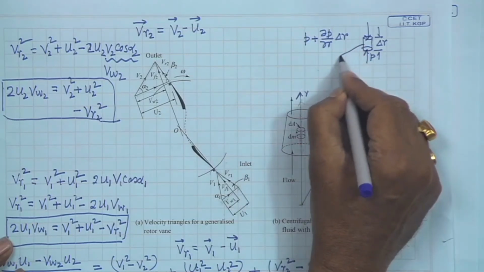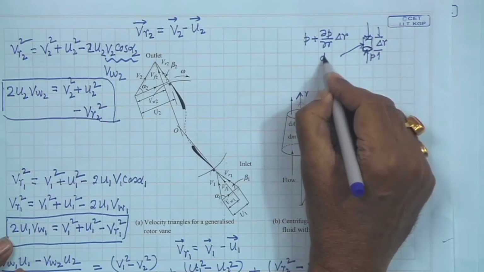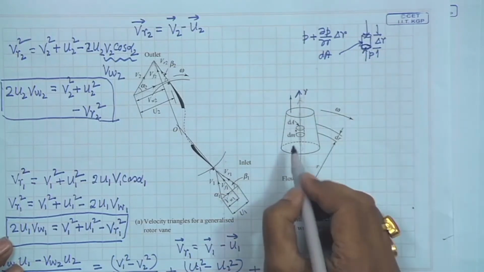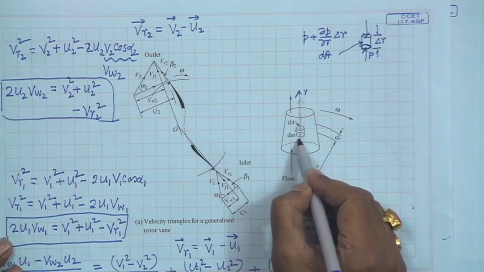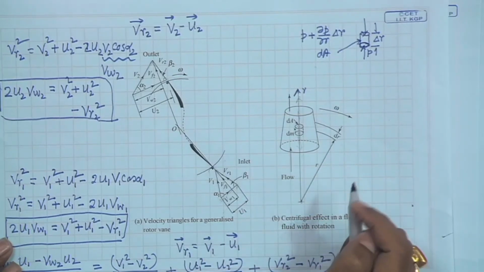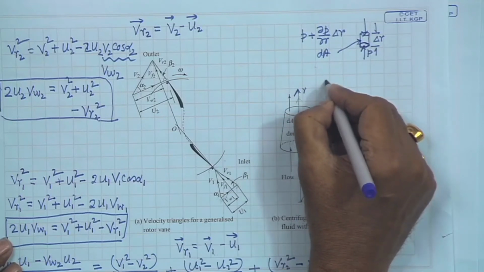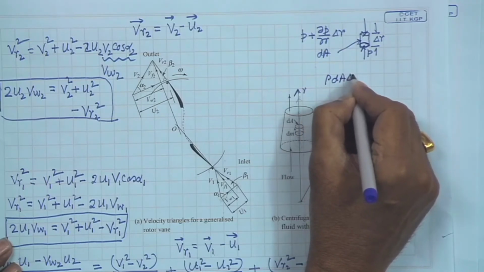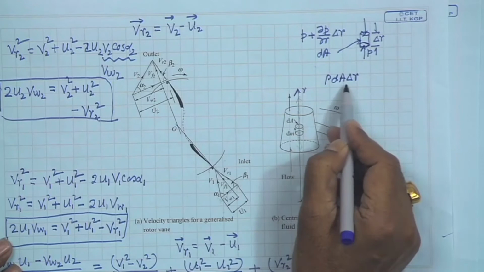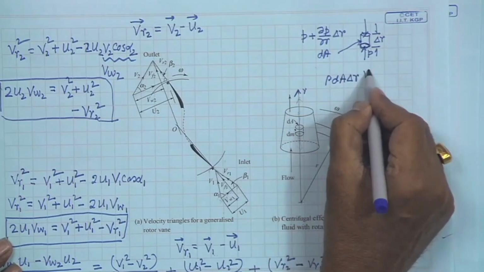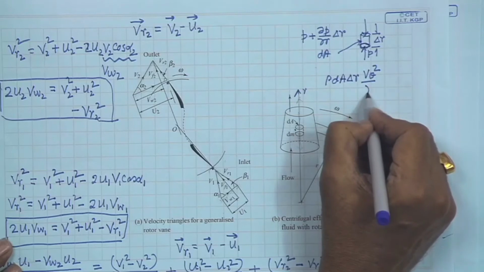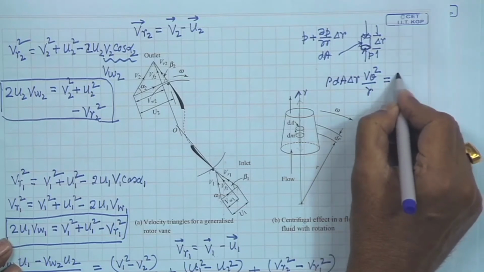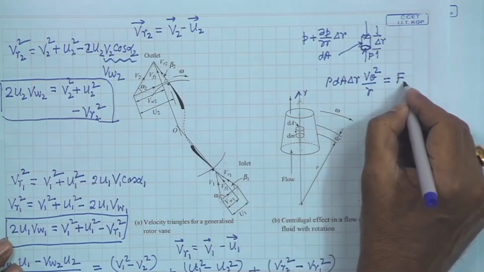If we consider the cross sectional area as dA, then we can write the centrifugal force equals the centripetal force, which is nothing but the pressure force on this fluid element. Now, what is the centrifugal force? It is rho times the volume, dA into dr, that is the volume of the fluid element, times density gives mass, into v theta squared by r, where v theta is the tangential component of velocity of the fluid. This equals the centripetal force, that is the inward radial force, Fr.